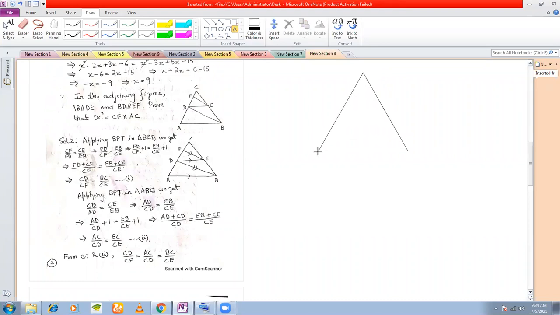you have this triangle here. Read the question. In the adjoining figure, this figure is given to you. AB is parallel to DE. Okay, so AB is parallel to this length DE. Let's say this is DE. And BD parallel to EF. This side is given to be AB.